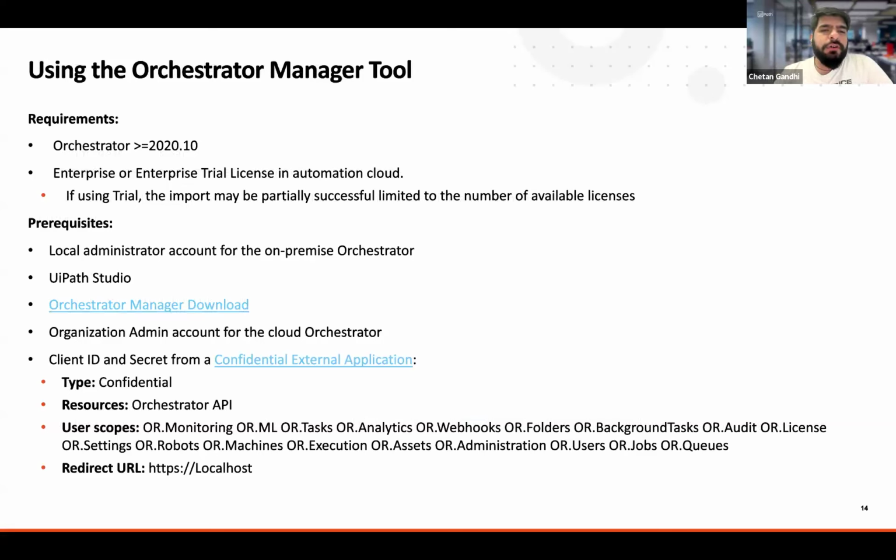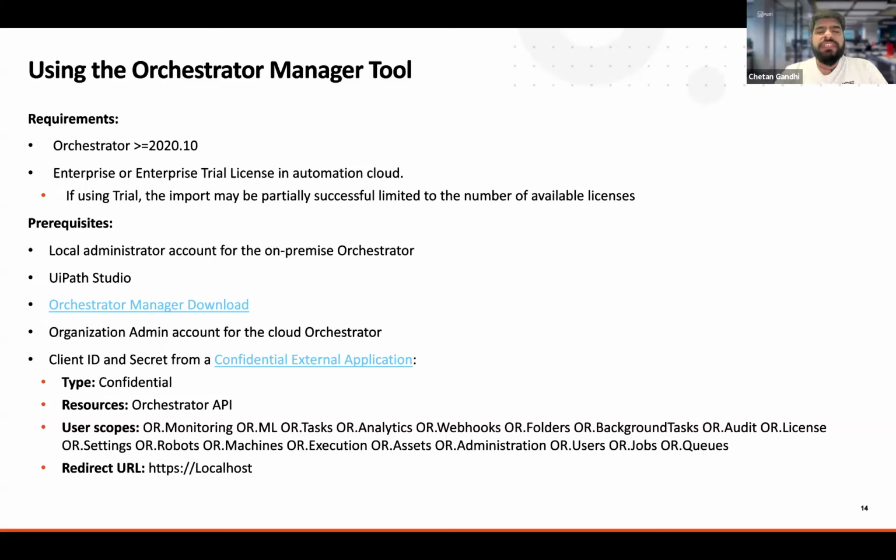So these are the basic Orchestrator Manager tools. What we always suggest is to have a minimum version of 2020.10. Even lower versions are supported, but it's good to be on 2020.10 to move, because modern folders are supported from the 2020.10 version of Orchestrator. So that is the minimum requirement we can consider.